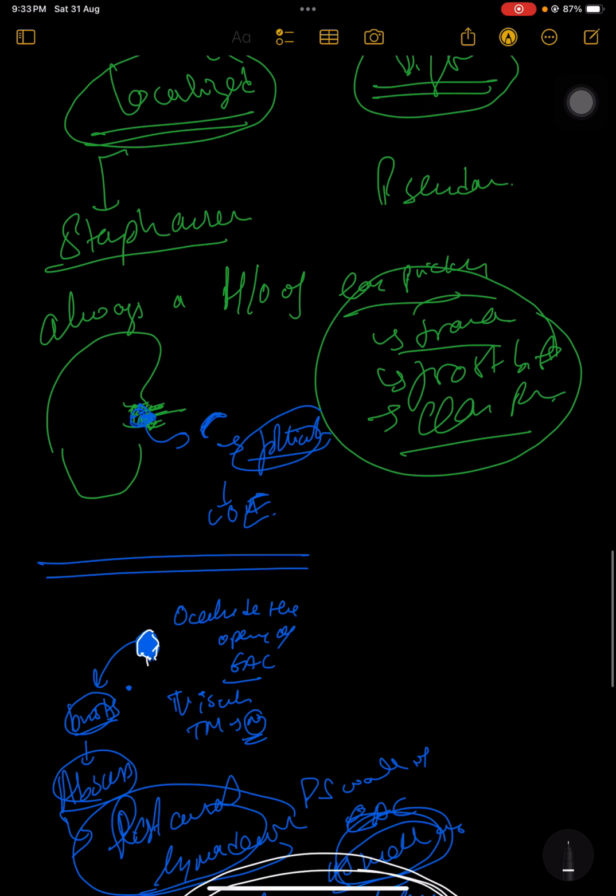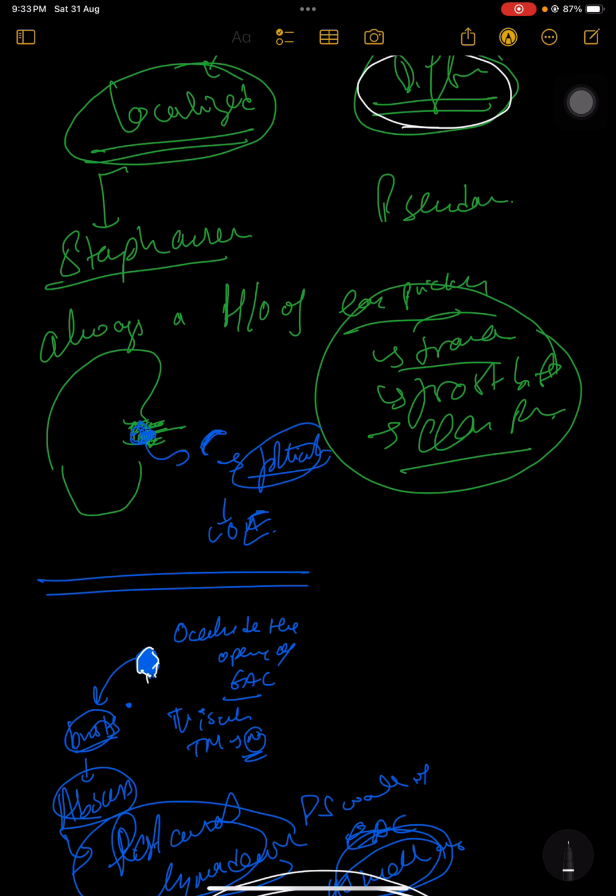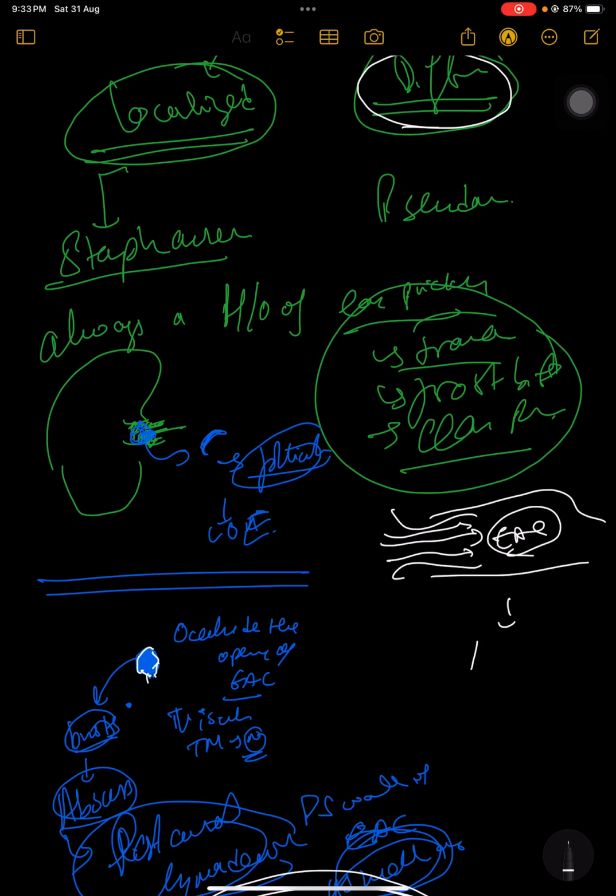But in the case of diffuse type, the history is similar, scratching and all this history, but extra history is entrance of water or oil inside the EAC. That will lead to diffuse swelling, and this is caused by Pseudomonas.